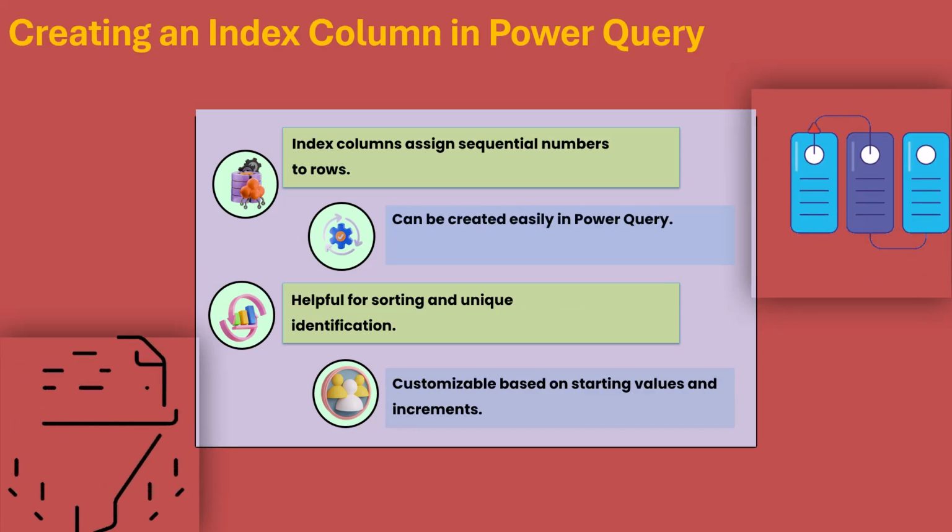Let's get practical. Power Query makes index columns a breeze. Just a few clicks and boom, your data has order. Want to start from 0 or maybe 100? No problem. Think of it like setting a countdown timer, except it counts up instead.